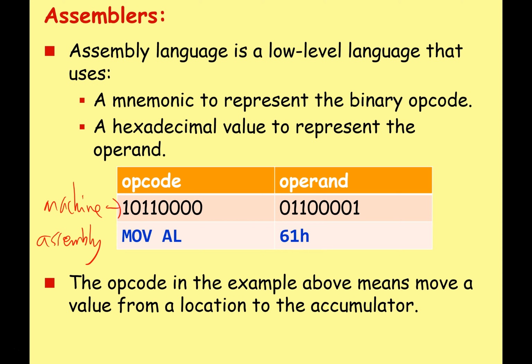So instead of the binary, we can say MOV-AL, which means to move the value. And then we've got the location in memory of 61H. That's a bit easier to understand than ones and zeros, although it's still a little bit complicated. And the idea here is there's a one-to-one relationship between the opcode in the machine code and the assembly, so it's easy to convert between them.